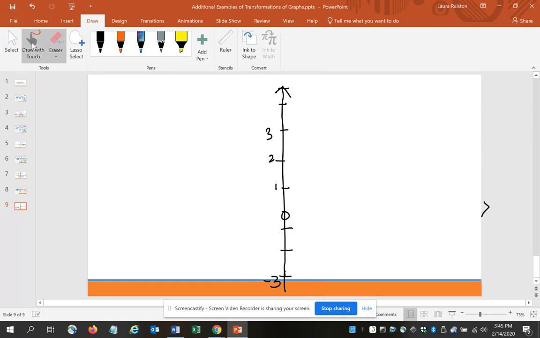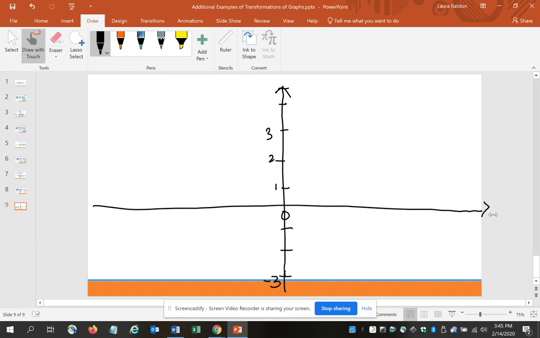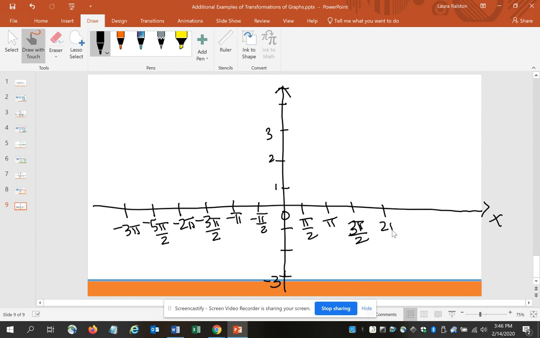Okay, so we have our horizontal axis. And that's our x. Okay, so we have 0, then we have negative pi halves. We have negative pi, negative 3 pi halves, negative 2 pi, negative 5 pi halves, negative 3 pi. We could also keep going in the positive direction and have pi halves, pi, 3 pi halves, and 2 pi. Okay.